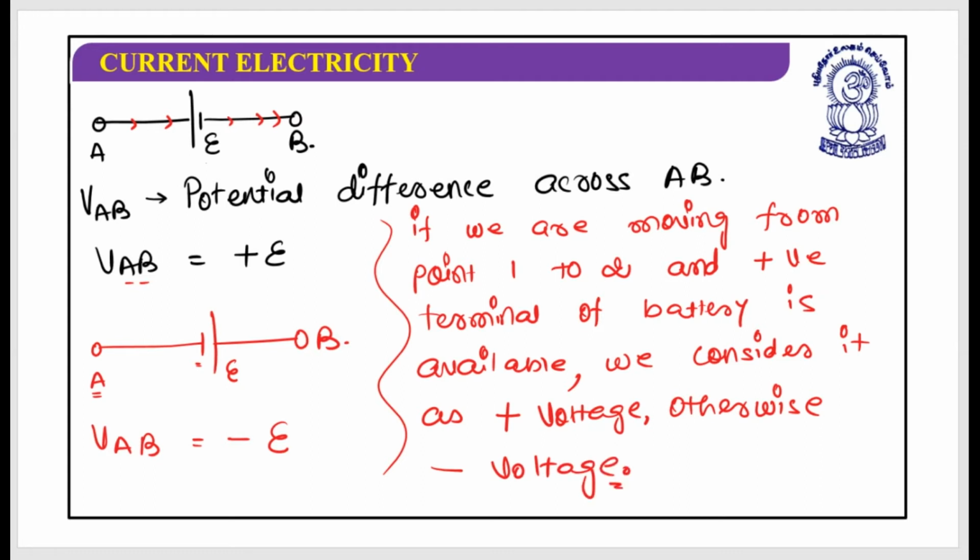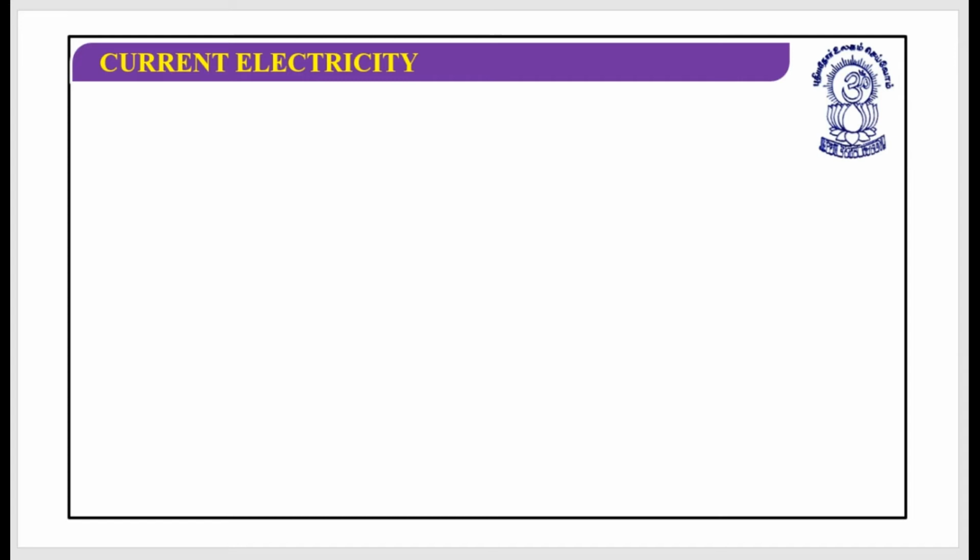So if you are moving from A to B and you get stuck with the positive terminal of the battery, consider it as positive. And if you are moving from A to B and here you are stuck with the negative terminal of the battery, consider it as negative. I hope those things are clear. Is it clear? Okay. Now one more thing. Observe this very carefully.